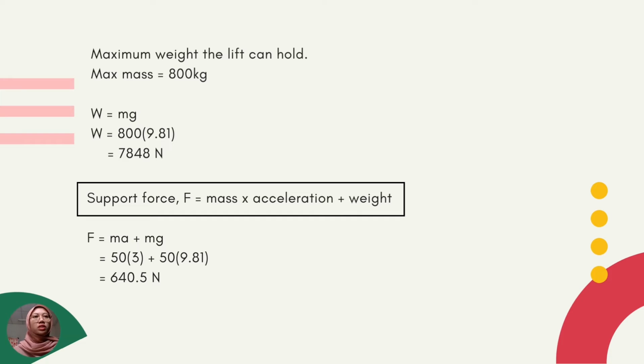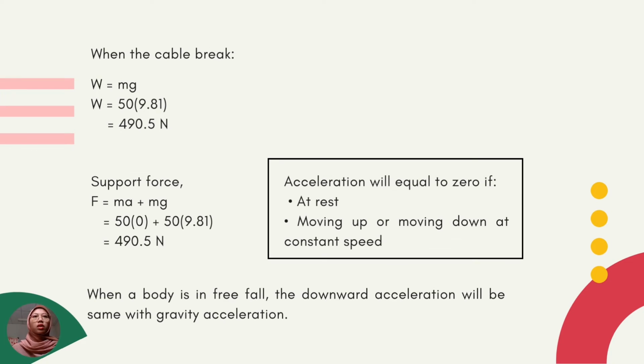And then we calculate the support force inside the lift, which is F equal to ma plus mg, which is the weight. So the result that we get is 640.5 Newton. So when the cable breaks, the weight inside the lift is 490.5 Newton. The mass we put is 50 because we assume that the person's mass is 50 kilogram.